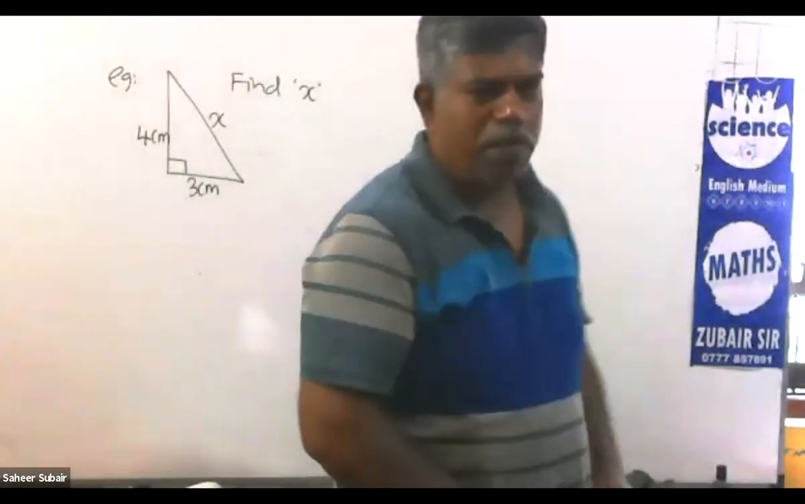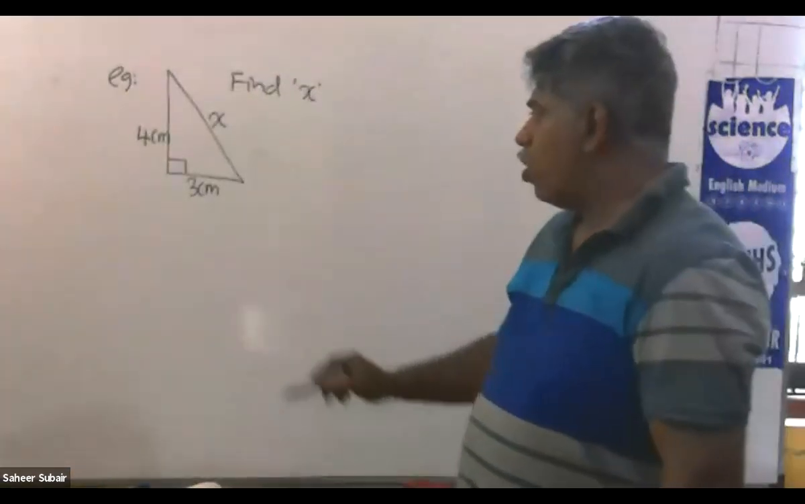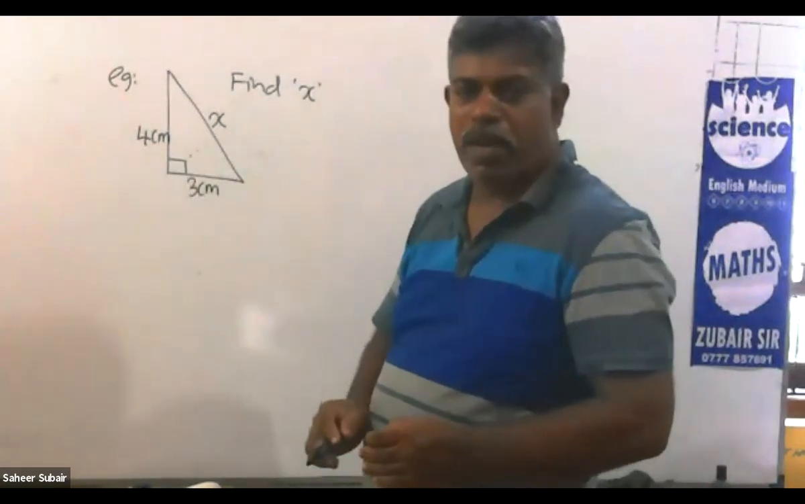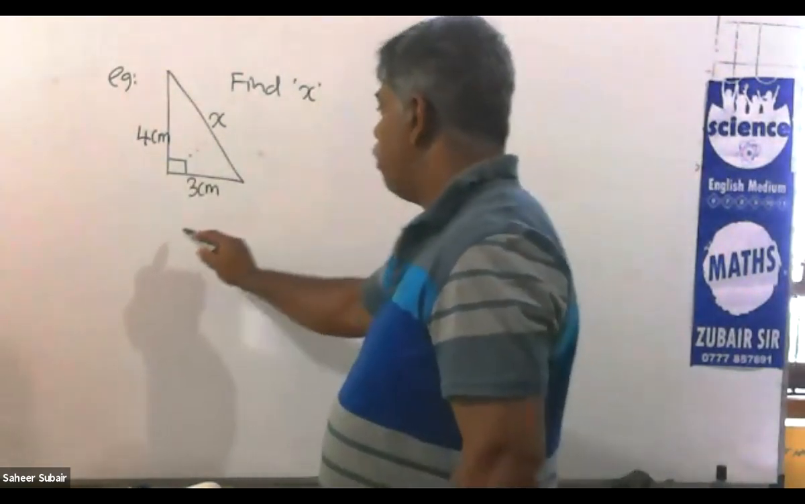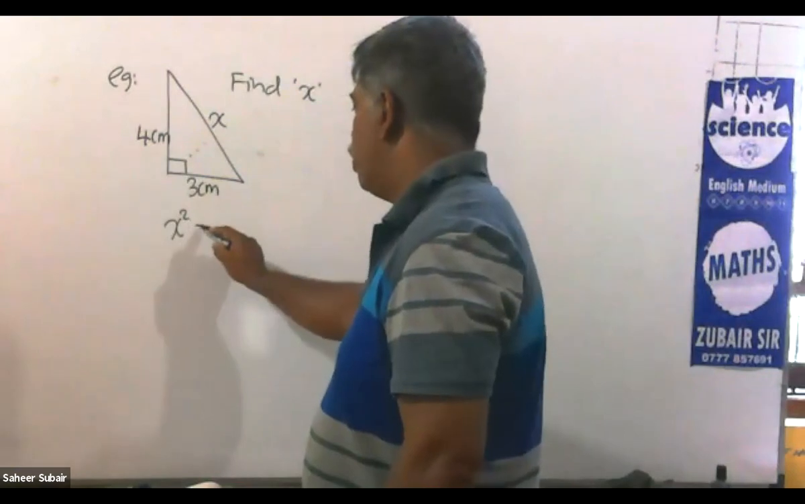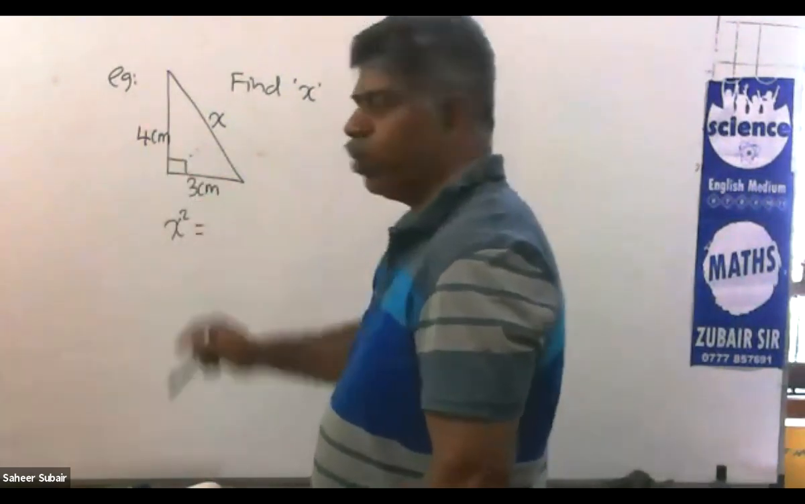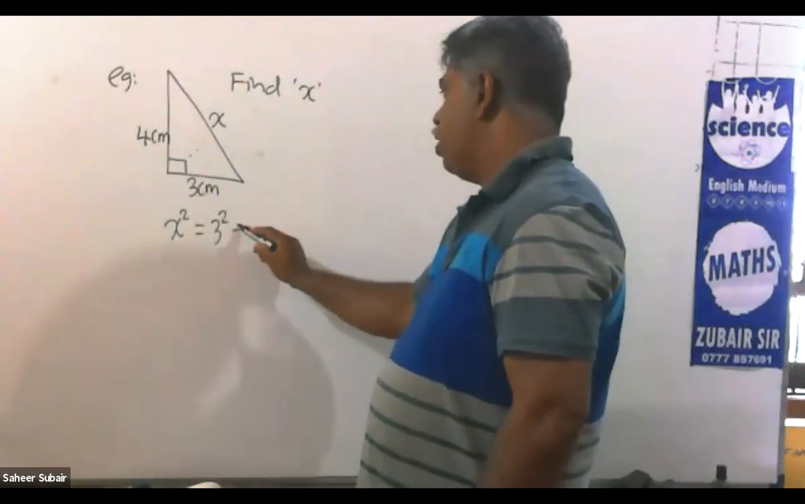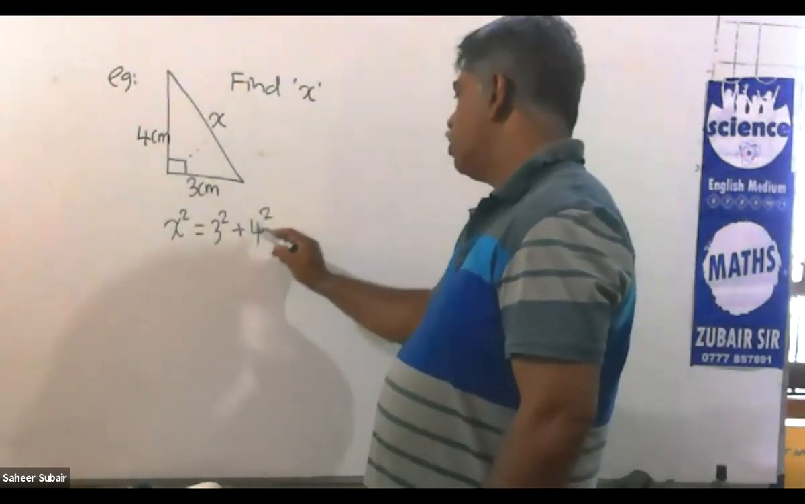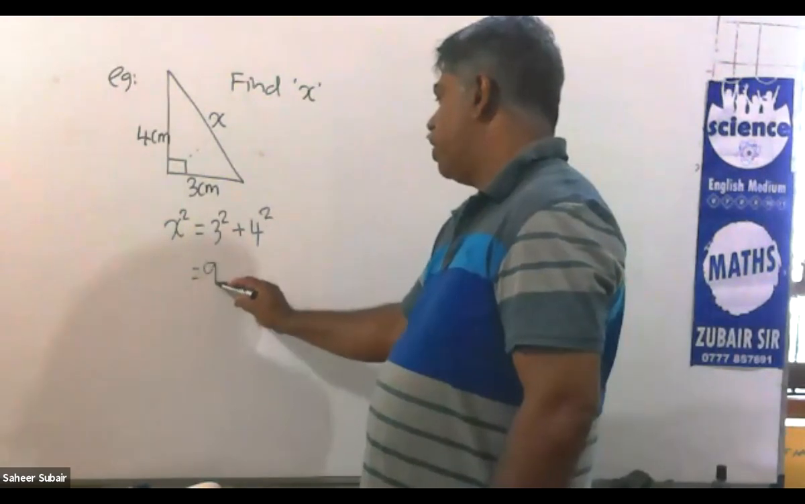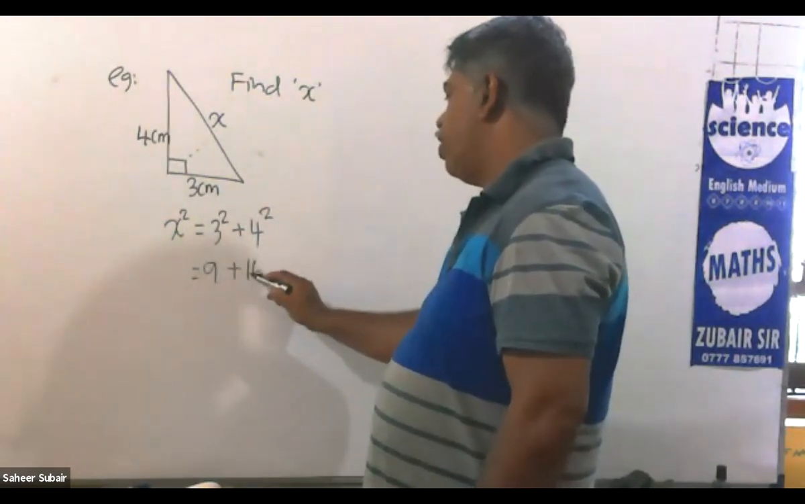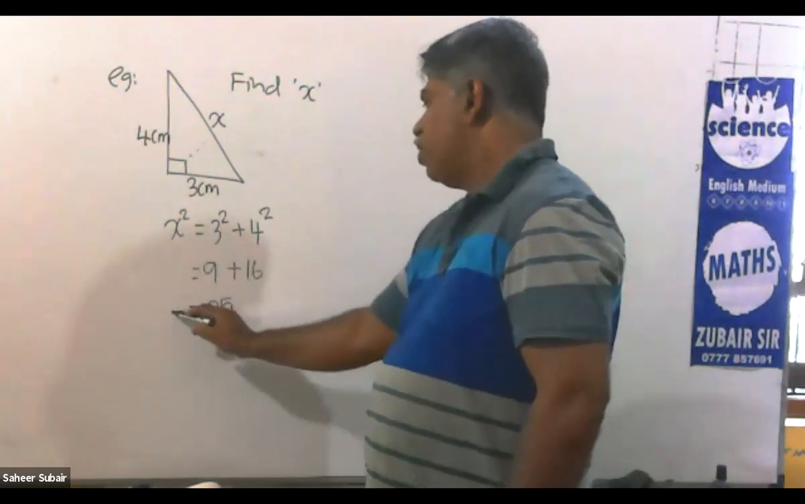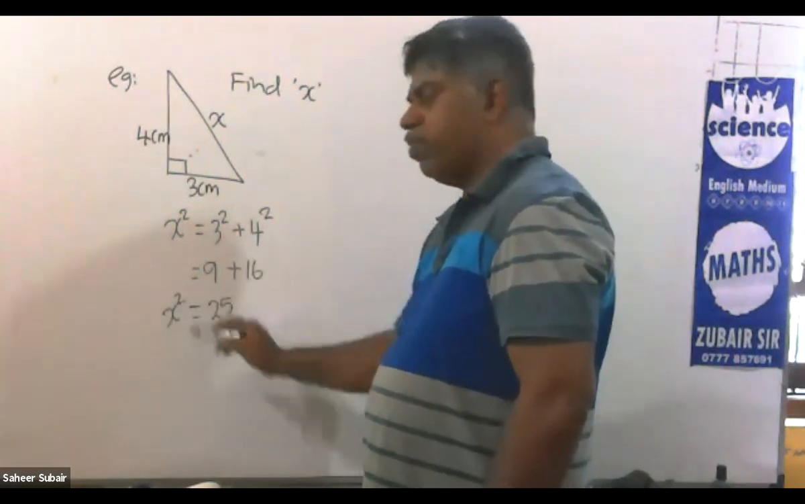Then directly we can apply Pythagoras theorem. So according to Pythagoras theorem, the side opposite to the right angle is the hypotenuse. Then hypotenuse squared is equal to the sum of the other two squared. Then the sum of the other two squared means 3 squared plus 4 squared. What is 3 squared? 9. 4 squared, 4 into 4, 16. Then 9 and 16, 25. So x squared equals 25.